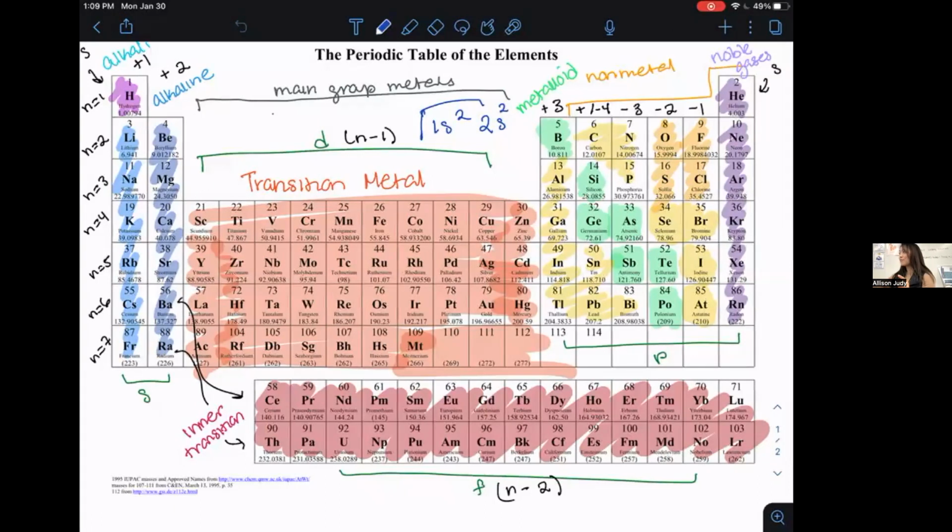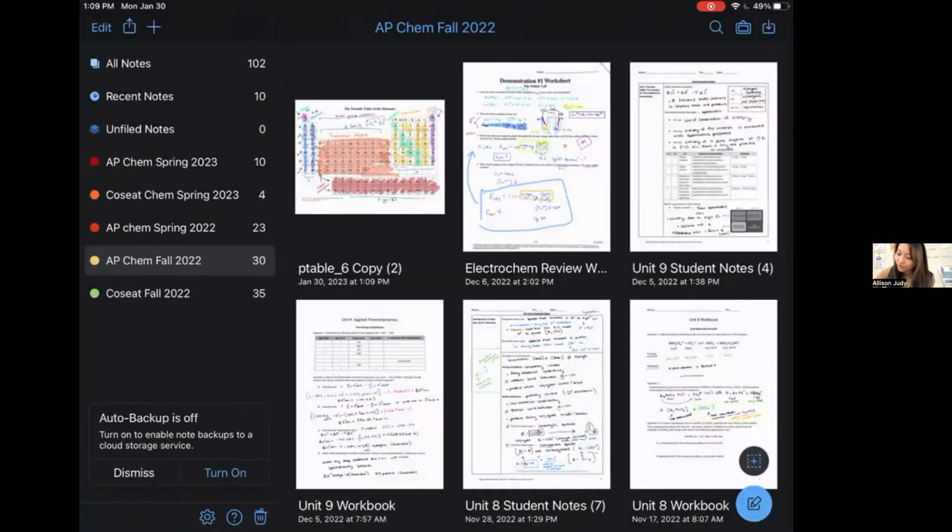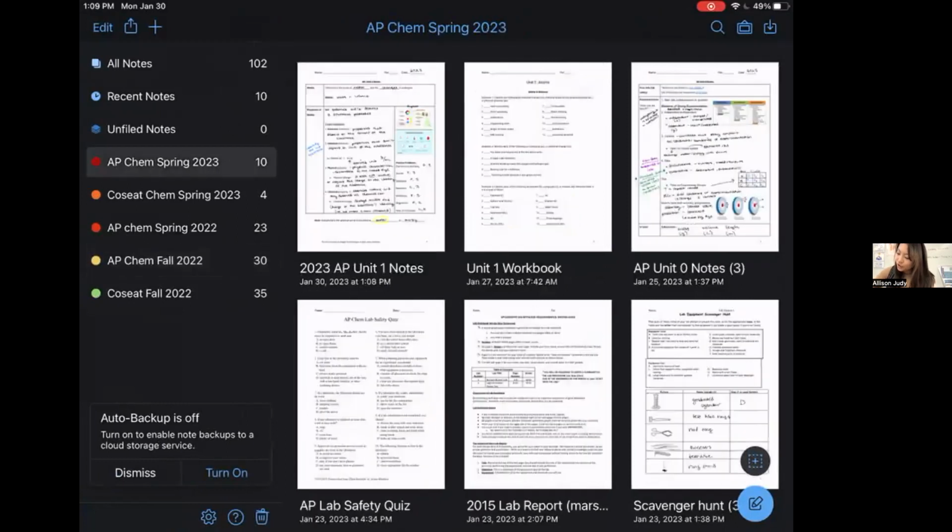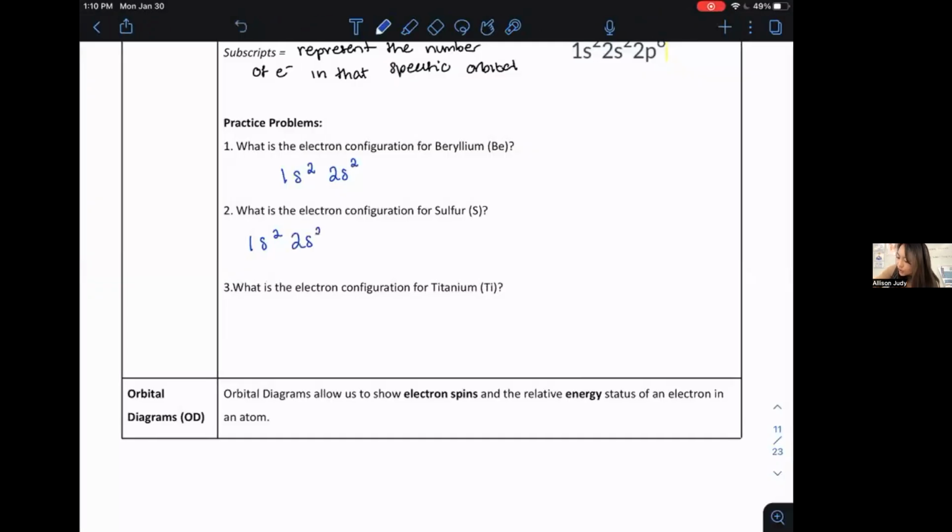So sulfur, thank you, Sam, for being brave. Sulfur is 1s2, 2s2, 2p6, 3s2, 3p4. And that is your electron configuration for sulfur. 1s2, 2s2, 2p6, 3s2, 3p4. Boom, bada bing, bada bam.